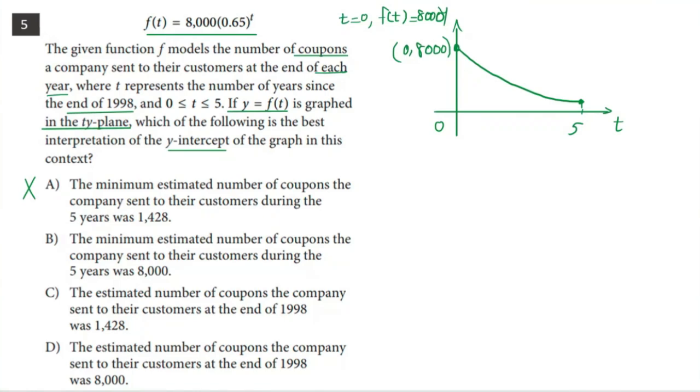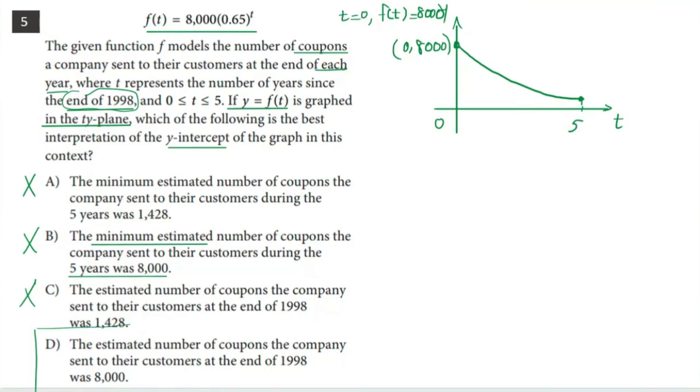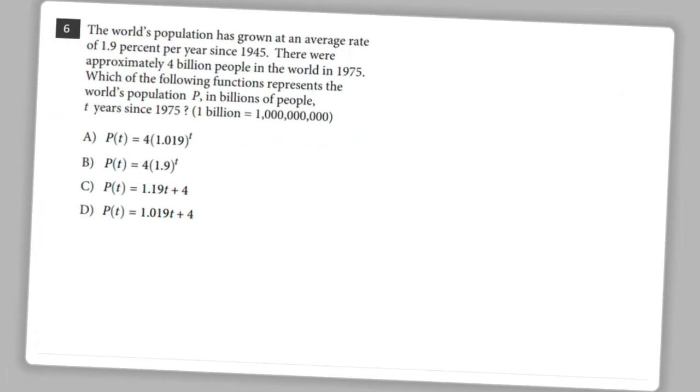And the minimum estimated number of coupons the company sent to their customers during the 5 years was 8,000. I mean, this can be a tricky option. So when t is 0 the value of the function is 8,000, but nowhere does it say anything about the minimum estimated number of coupons. So this is an incorrect option as well. The estimated number of coupons the company sent to their customers at the end of 1998, we know this is the end of 1998, but that is not 1428. So this is incorrect as well. By ballpark, I can say that D should be the correct answer, but let's read it. The estimated number of coupons the company sent to their customers at the end of 1998 was 8,000. So, well, there's nothing wrong about option D. Option D is correct.